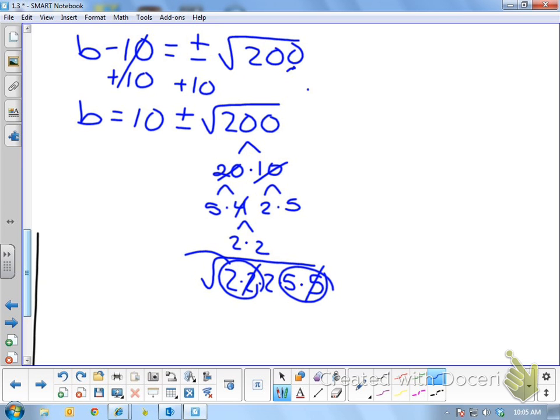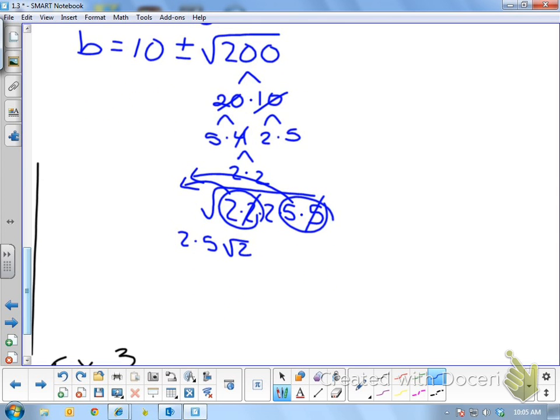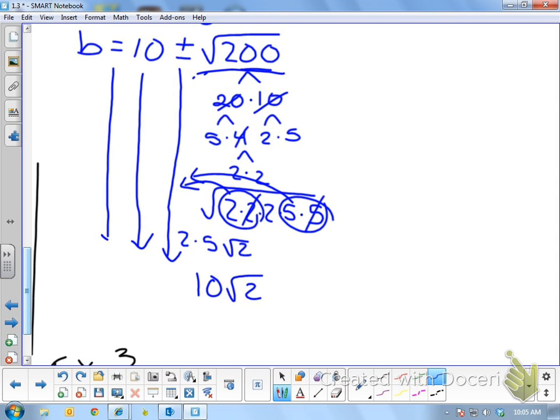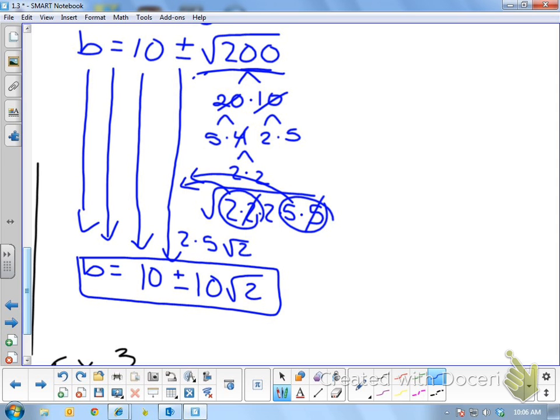So we bring 1 out, 1 dies, so we have 2 times 5 out front. We had a 2 left inside. Then we actually do the multiplication. What is 2 times 5? 10. So that was all just to simplify this thing, so we still need everything else that we didn't do anything with. We still need all the rest to go out front. So we get b equals 10 plus or minus 10 square root 2.